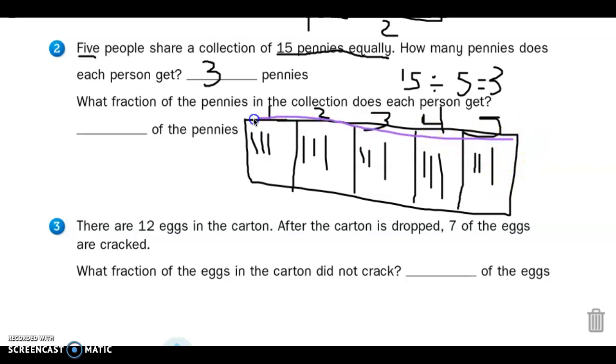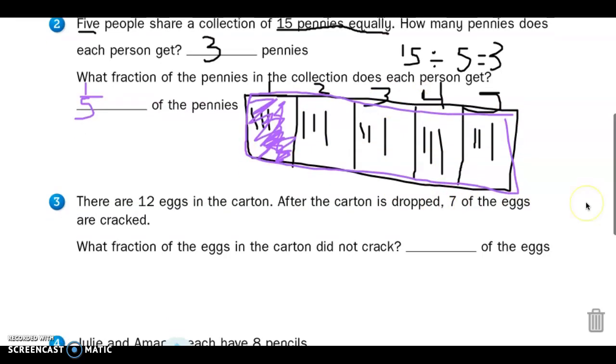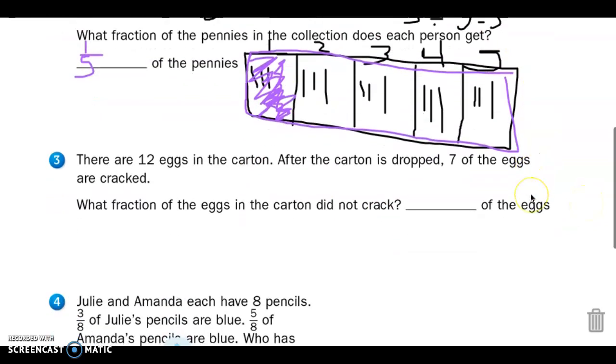So this is our whole, and we split it into 5 groups. Well, person 1 is only going to get these 3 pennies. So out of the 5 total groups it was split into, each person gets 1/5, because they get 1 part of the 5 people we split it into. They get 3 pennies total, but now they have 1/5 of the total amount of pennies. Ooh, that's a tough one. Great job following along. You should have all of this written down.